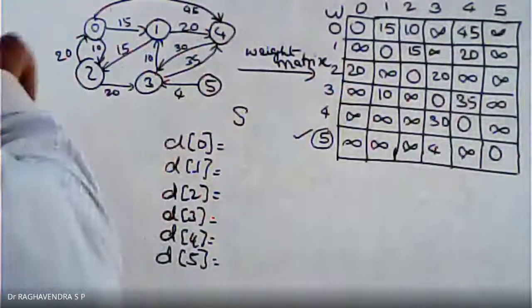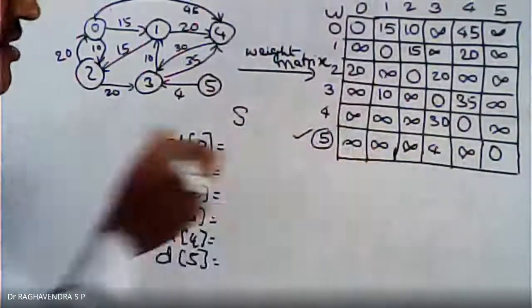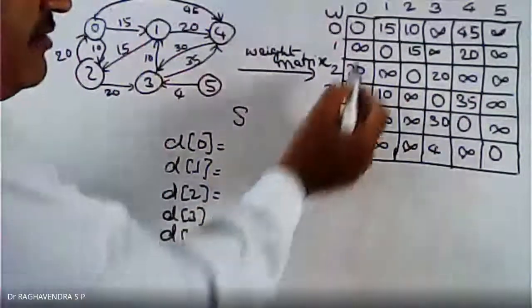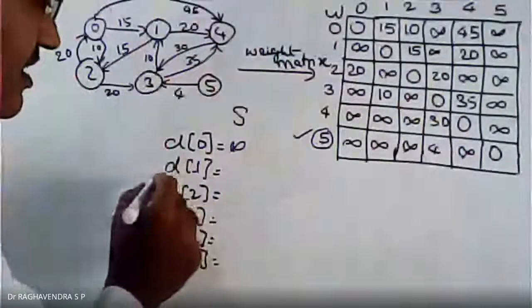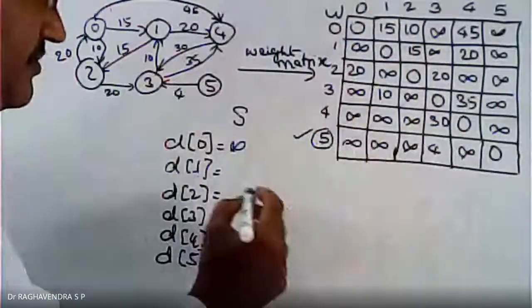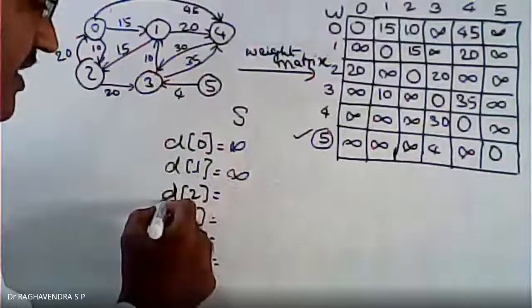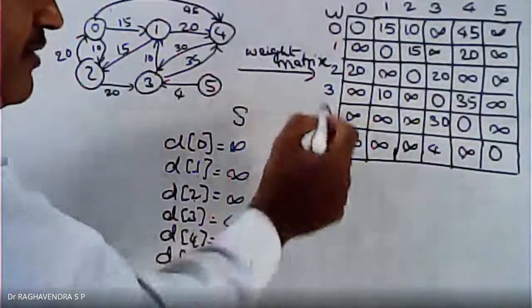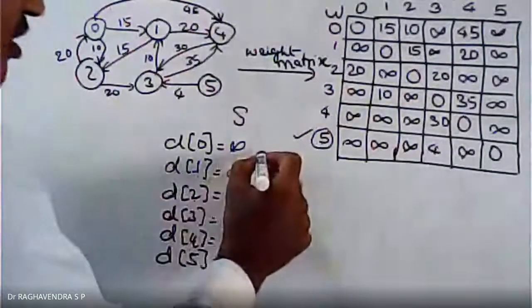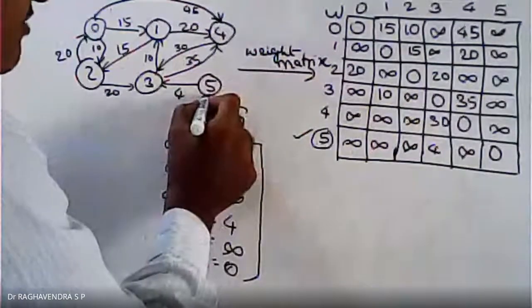So what is the distance from 5 to 0? Infinity. d of 1 means 5 to 1. What is the distance? Infinity. Next, d of 2 means 5 to 2. Infinity. d of 3 means 5 to 3. What is the distance? 4. d of 4 means 5 to 4. Infinity. d of 5 means 5 to 5. What is the distance? 0.